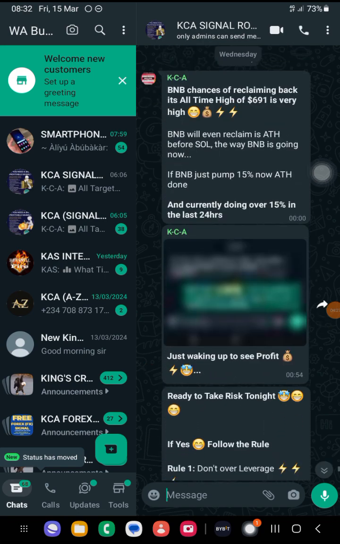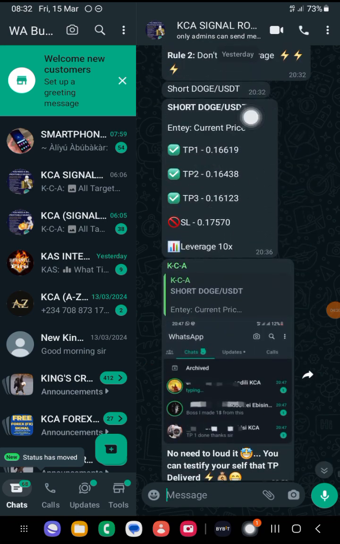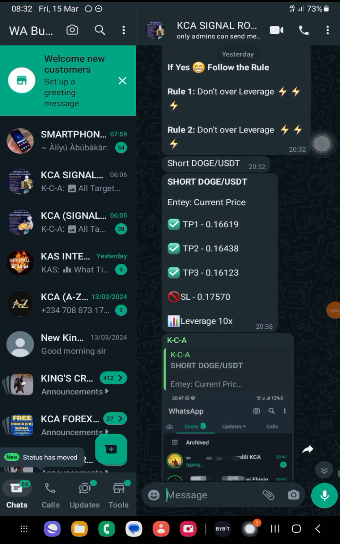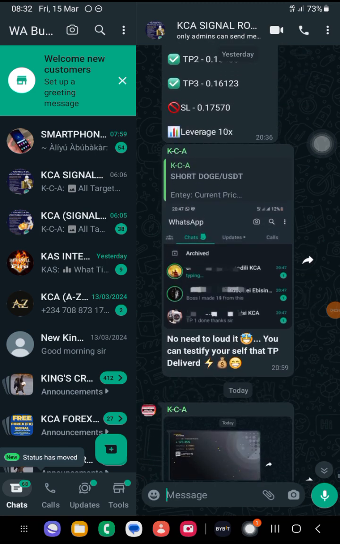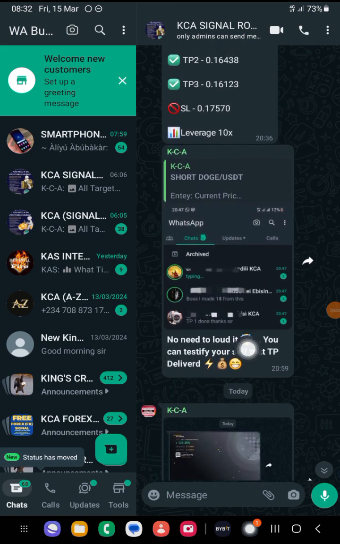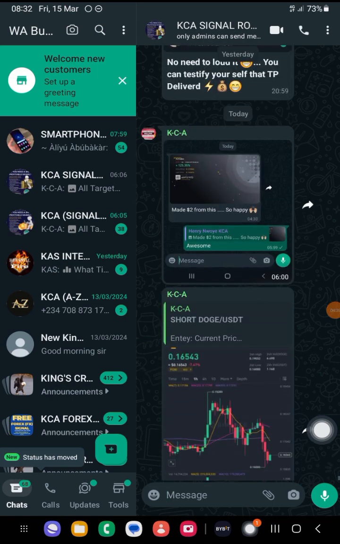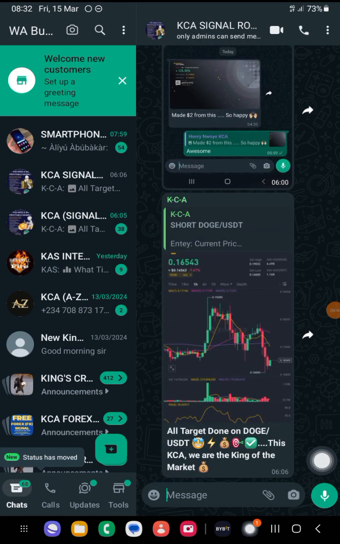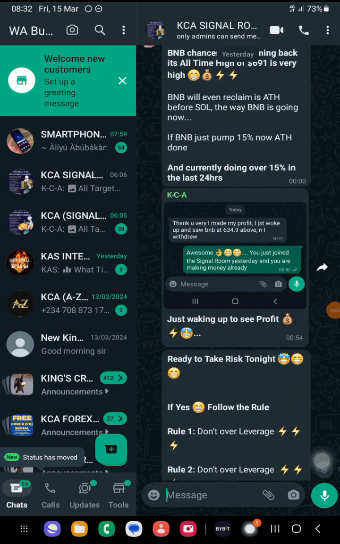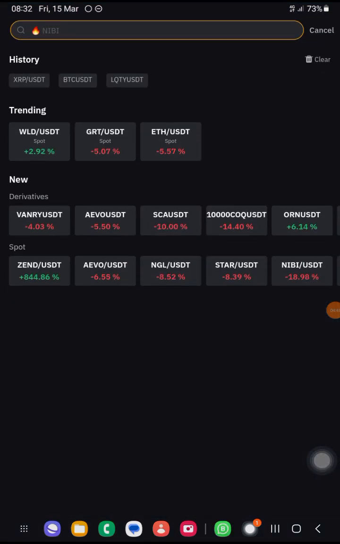Okay, see the coin here. I dropped this short Doge USDT. That was yesterday night. Are you getting me? That was yesterday night. And see what the coin was. This was student chatting me up already with their results here. And you can see here, this one chatted up this morning. All targets done already. So this guy actually missed out on this coin because of what? Because he didn't know how to use Bybit exchange.